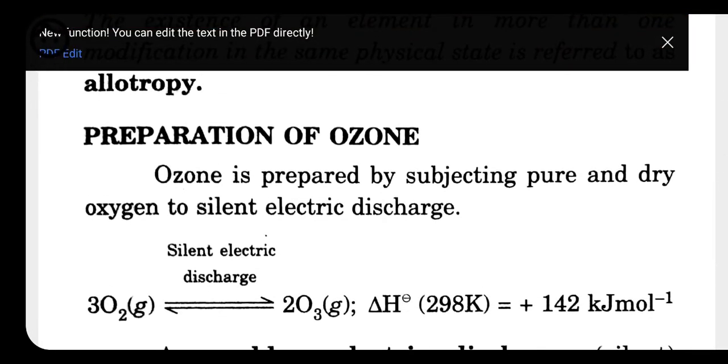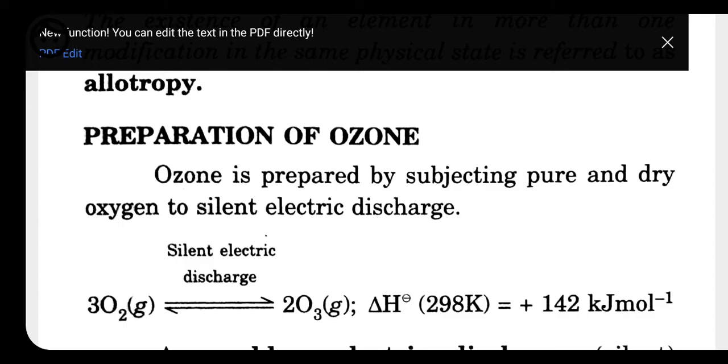Now here we have preparation of ozone. Ozone is prepared by taking pure and dry oxygen to silent electric discharge. Here we do not increase the electric current, because on increasing the electric current, the ozone that is going to be prepared dissociates and will form oxygen.